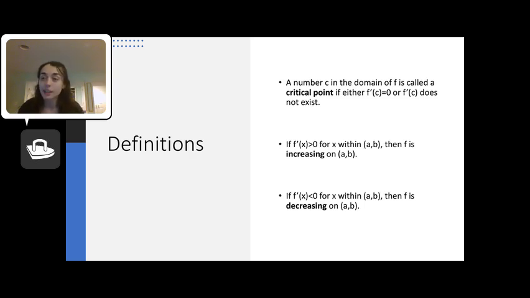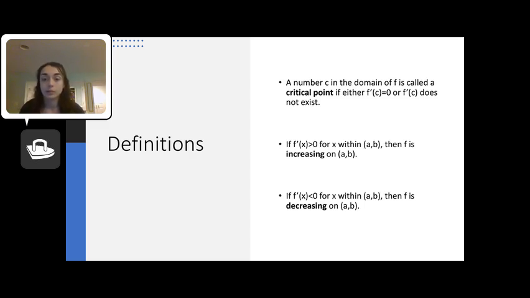So how does this apply to the do now that we just did? Yes, Alex, go ahead. Okay, that's great. Yeah, so our minimum and maximum values, the x values at those values will be critical points. So we have to keep in mind that these are only referring to our x values. However, the y values determine whether a point is a minimum or maximum value.